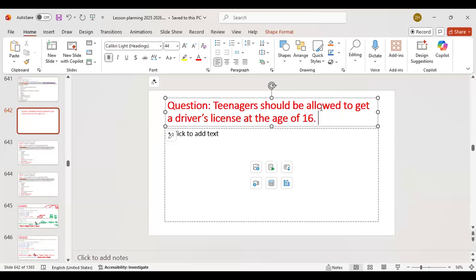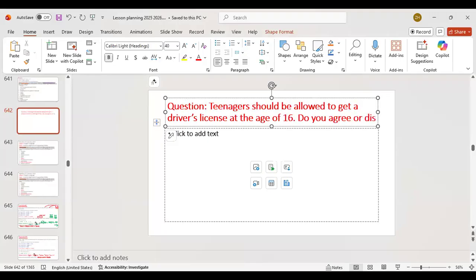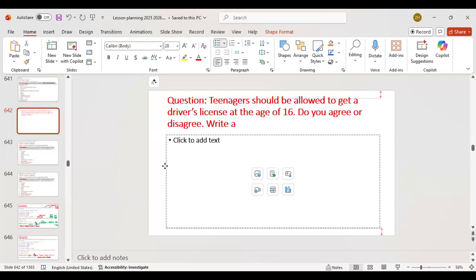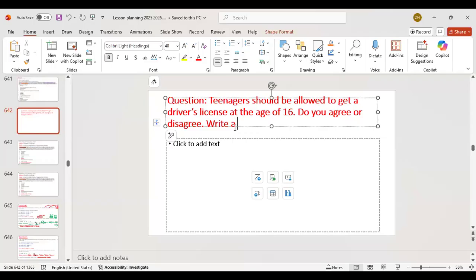A driver's license or a permit? I think you can only get a permit at 16. No, the question is, do you agree or disagree that we should just change the law? So teenagers should be allowed to get a driver's license at 16. Do you agree or disagree? Definitely disagree, because then us teenagers would be in car crashes. You think so? Only if you don't know what you're doing.